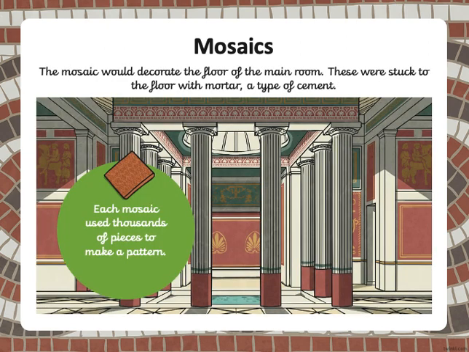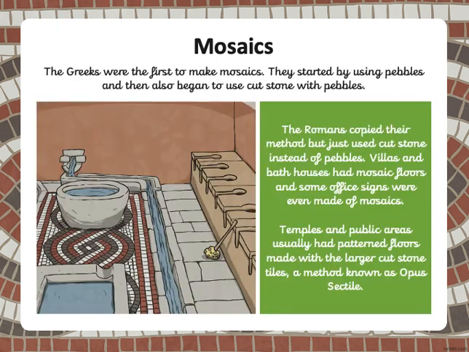The mosaic would decorate the floor of the main room. These were stuck to the floor with mortar, which is a type of cement. Each mosaic used thousands of pieces to make a pattern. So that's why you needed to be really wealthy to have a mosaic floor. It used thousands of pieces, and just think of how long those thousands of pieces would have taken to put in place. So you would have had to also pay someone to make them.